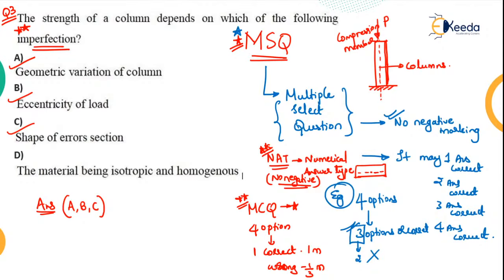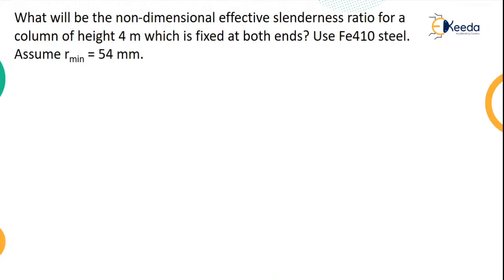Done. Let's go on to the next question. This is question number 4. This is an NAT type of question, numerical answer type. So we have to give the solution in the form of a numerical answer. Let us first understand what the question has for us. What will be the non-dimensional effective slenderness ratio?